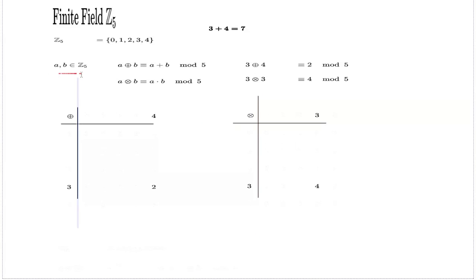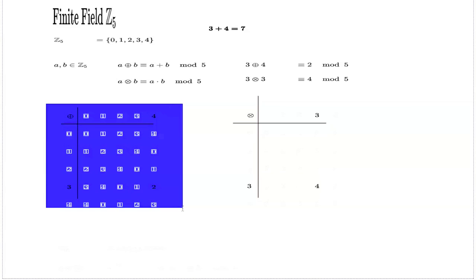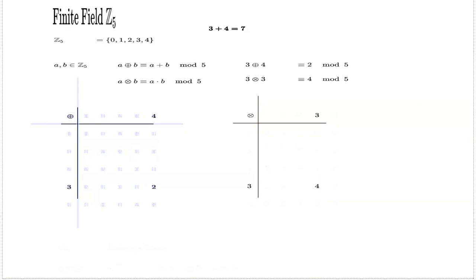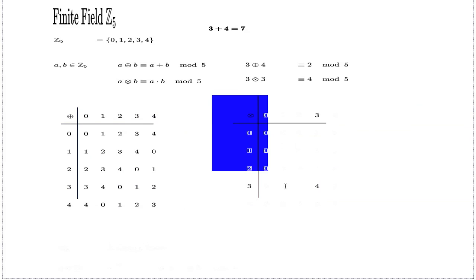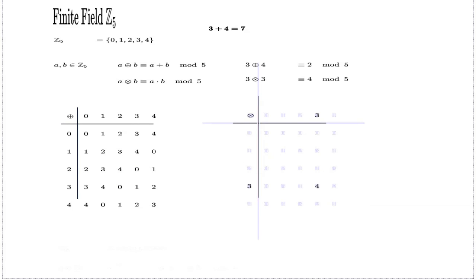For every possible pair of A and B from Z5, you can fill up these tables. Just uncover these tables for you right away. So here's the addition table, and here's the multiplication table. Now, of course, the claim here goes that this set Z5 with such defined addition and multiplication is a field, a field the way we defined field in the video before.